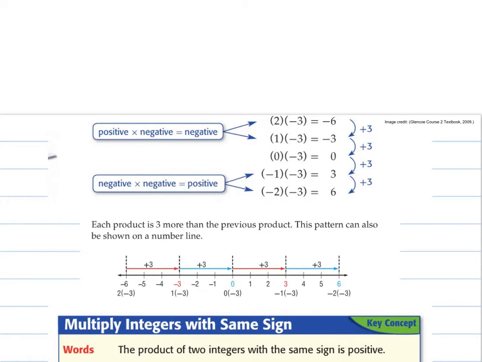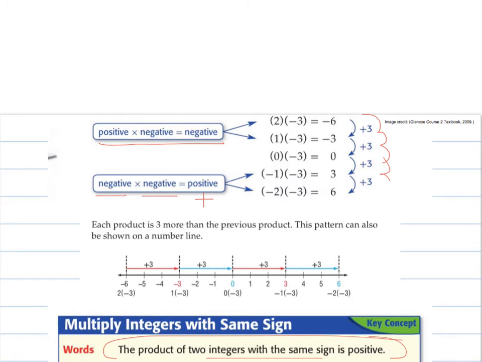So again, there's going to be some images here. Don't chase me to write everything down. Listen and then pause and write down what you need to. So notice that a positive times a negative is a negative. That's important. We see that we're continuously adding 3. Then once we get a negative and a negative, that actually becomes positive. Same signs are going to be positive.